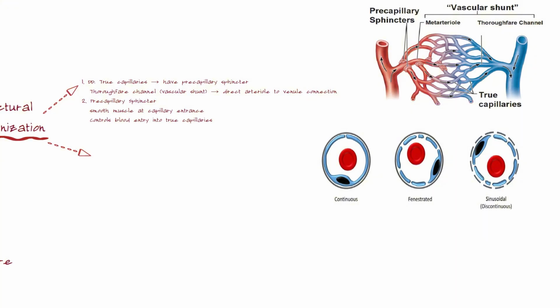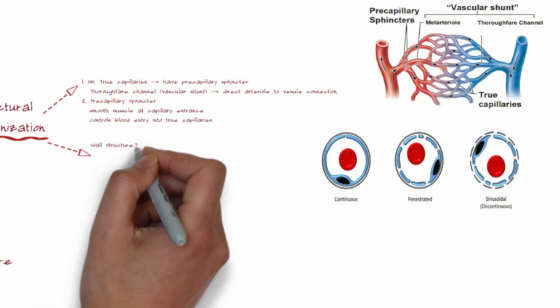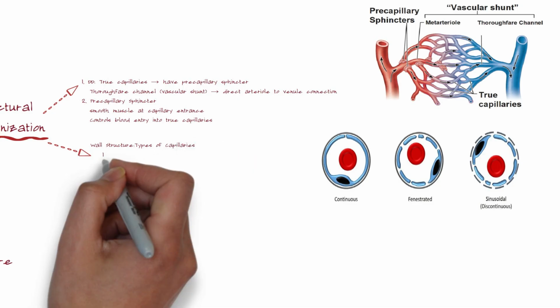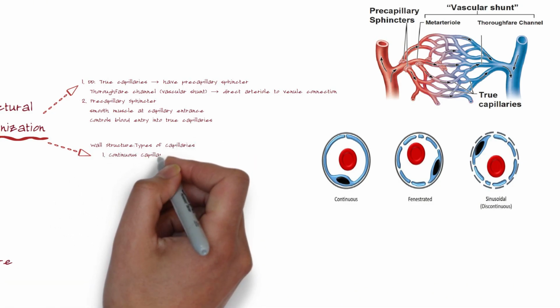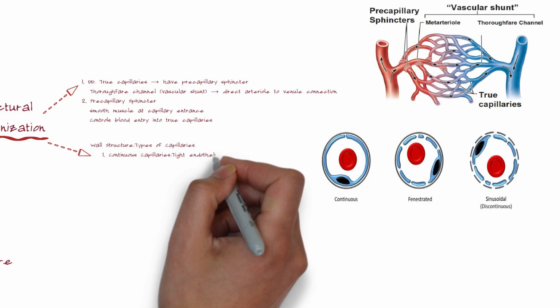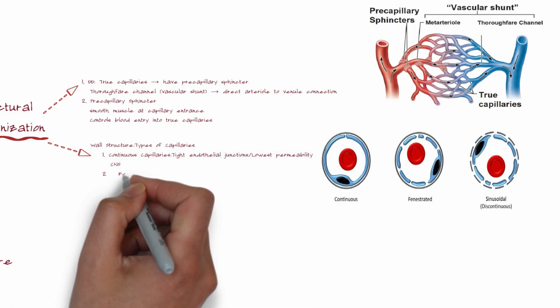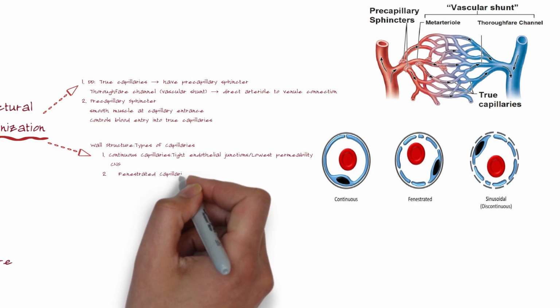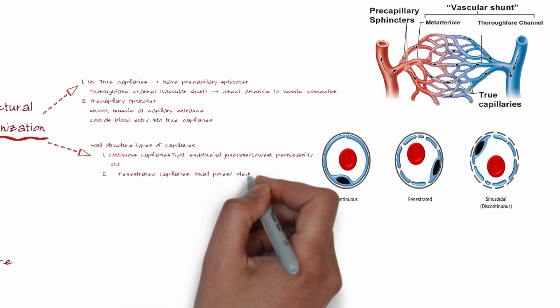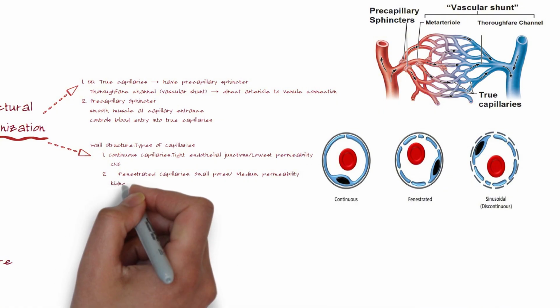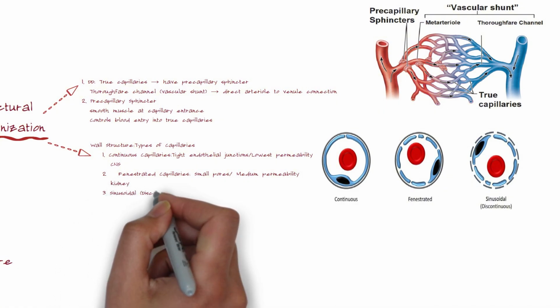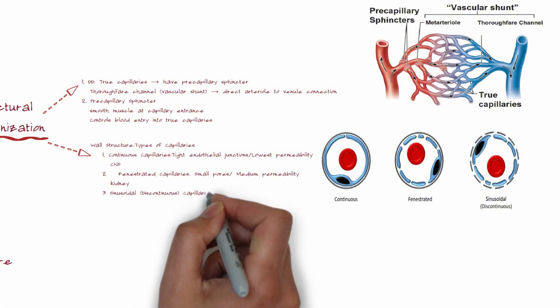The continuous capillary has tight endothelial junctions. The permeability is low, and this type is found in the CNS to maintain the blood-brain barrier. Then the fenestrated capillary has small pores called fenestrations, allowing moderate permeability. Organs that require filtration, such as the kidney, have this fenestrated capillary.